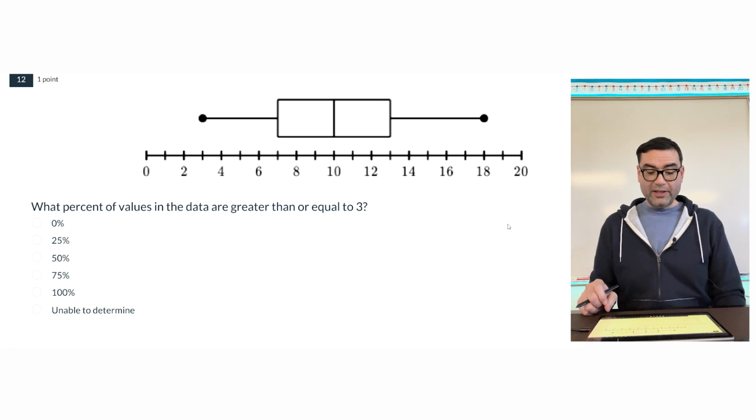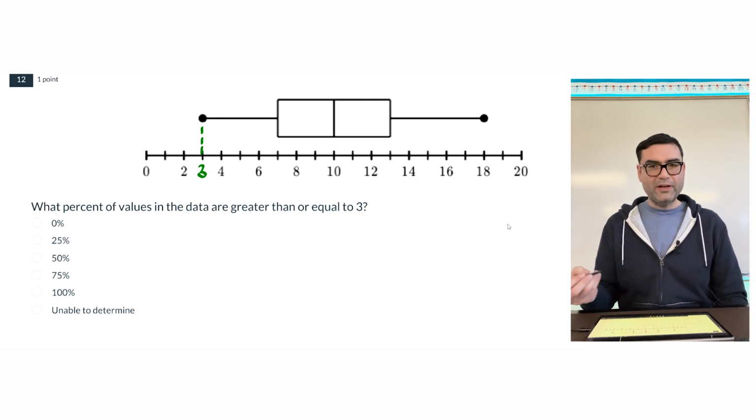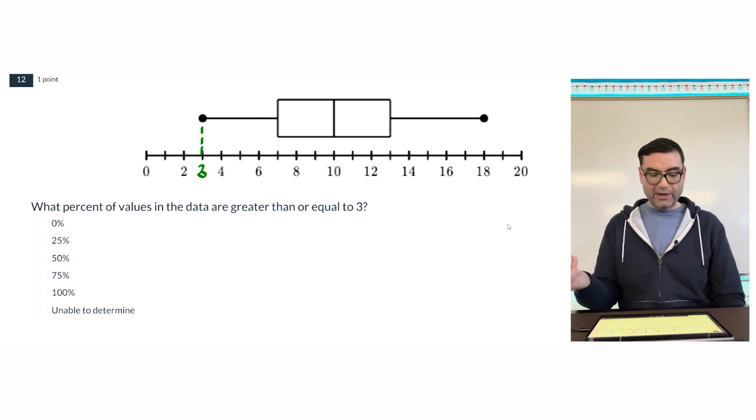What percent of values in the data are greater than or equal to 3? So if you look at our box plot, 3 is right here. So basically what they're saying is what percent of values would cover the entire box plot? Well, that would be the whole data set, so that would be 100%.